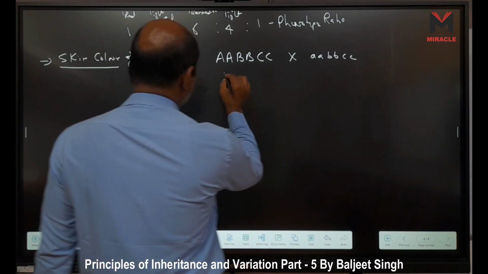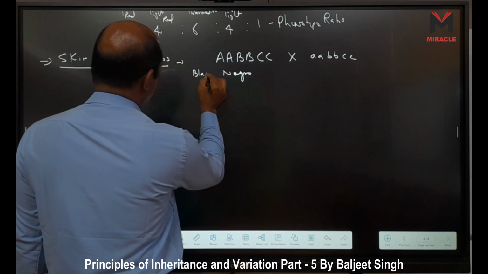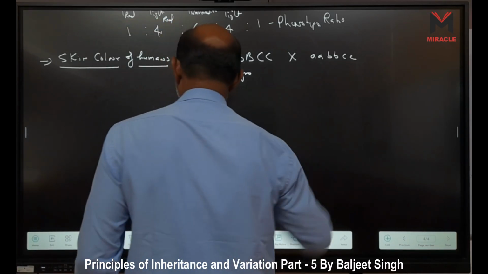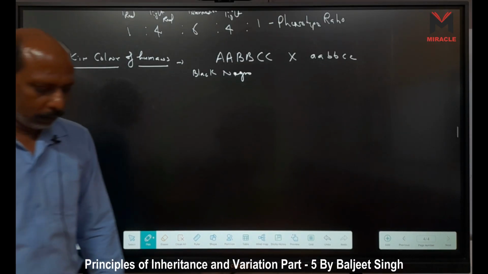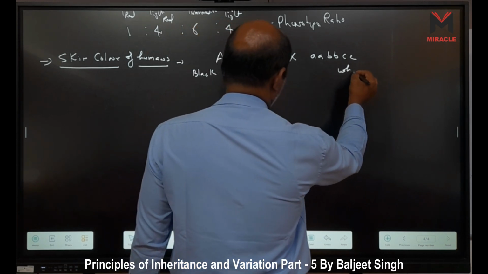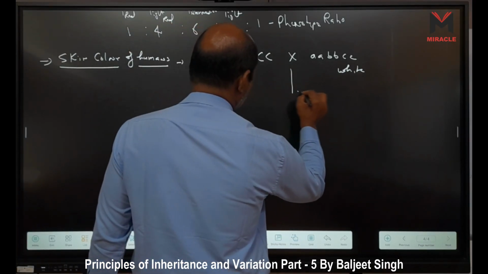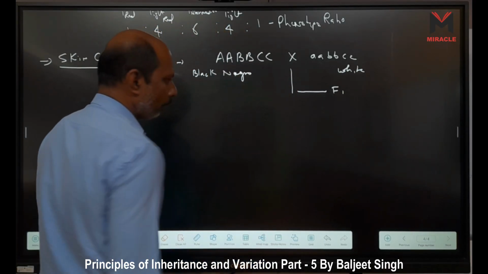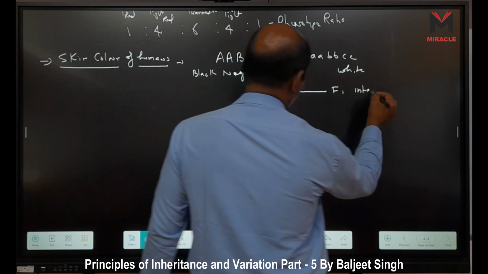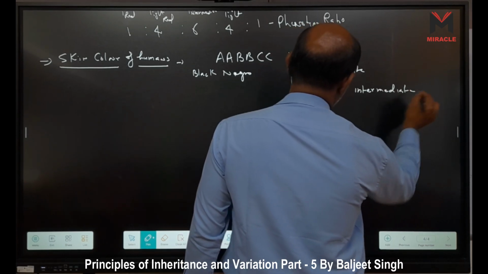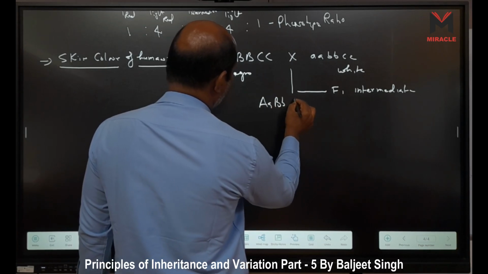So this one is Negro. We can say Negro, black color is there, and this one is not a Negro. We can say it is melanism, or we can say here white color, fair skin, white color skin. When it is crossed in F1 generation, in F1 generation, we get intermediate. Means we can get here capital A, small a, capital B, small b, capital C, small c.